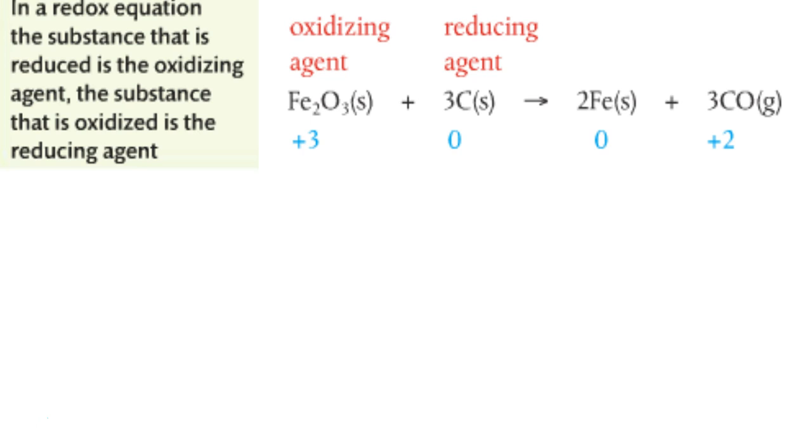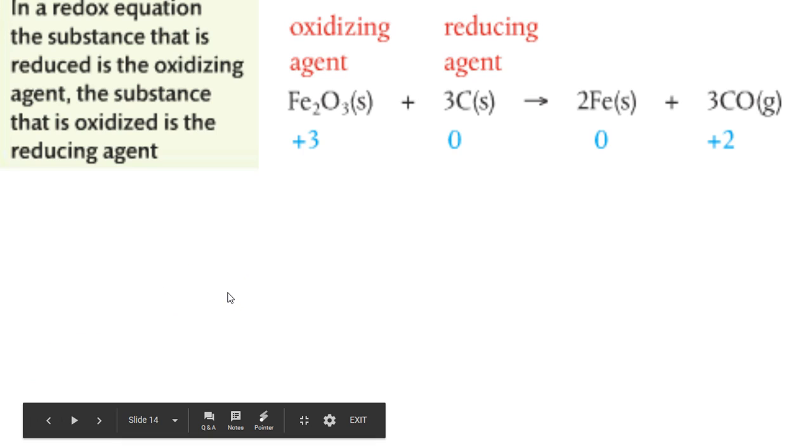So if you look at iron oxide plus carbon, we get iron metal plus carbon monoxide. We notice that iron is going from +3 to 0, so it's actually gaining electrons. So it's actually going under a reduction reaction, but we call it the oxidizing agent.